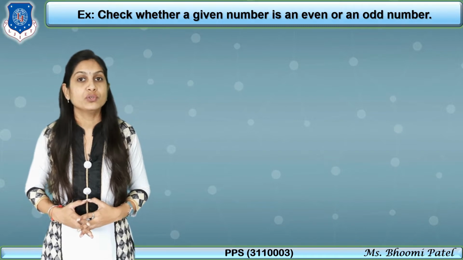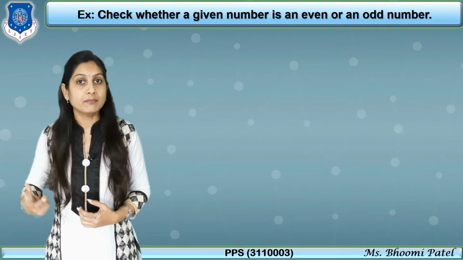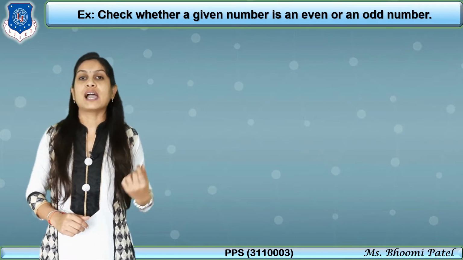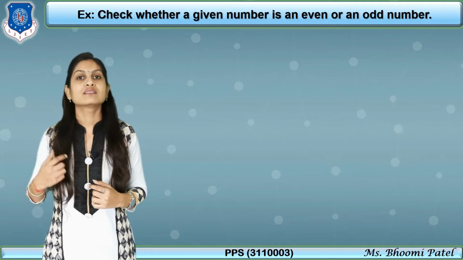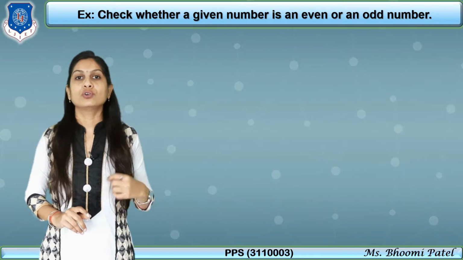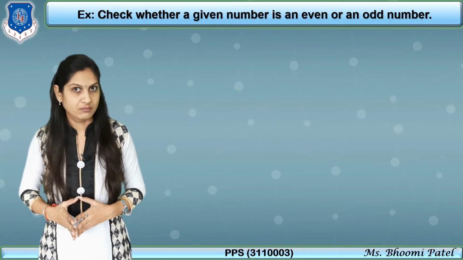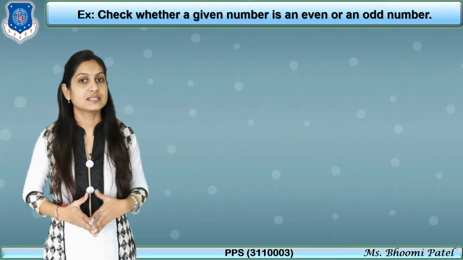For that we use the arithmetic operator modulo, which finds the remainder. Suppose my number is 5, then we check 5 modulo 2. If the remainder is 0, it is an even number, but in this case 5 modulo 2, the remainder is not 0, so we can say that it is an odd number. So that type of logic we have to use for a simple if.